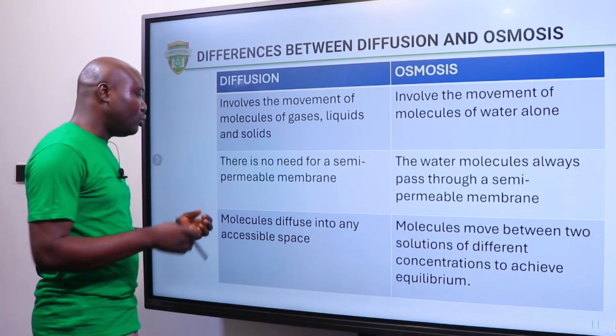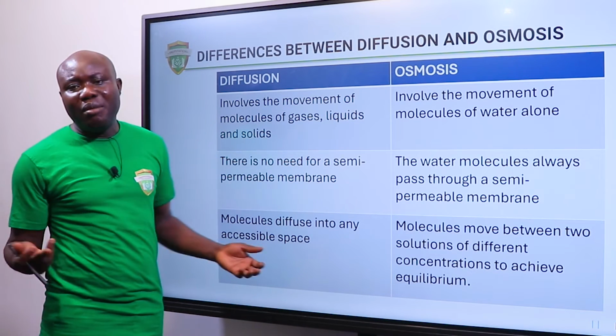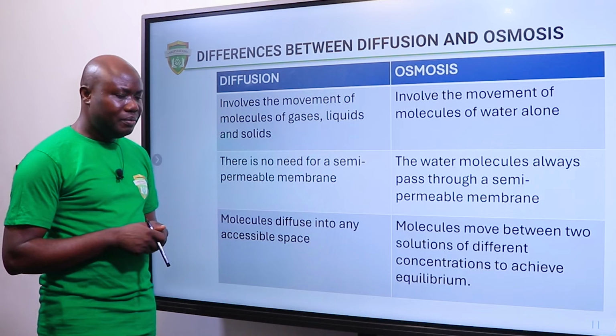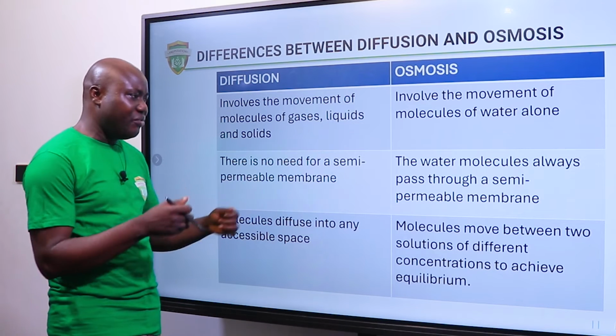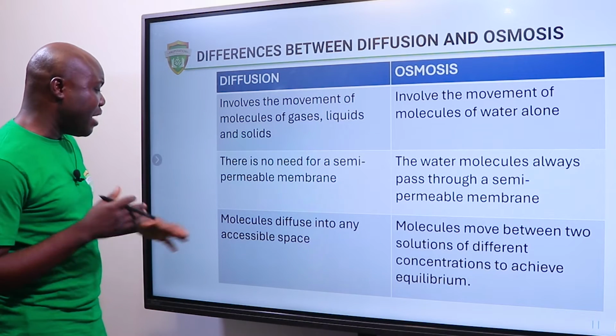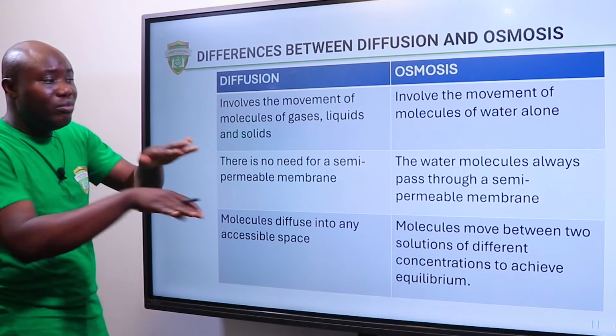Now, diffusion does not need a semi-permeable membrane. It doesn't need a membrane, but osmosis does. Are you there? Osmosis does. There is need for a semi-permeable membrane in osmosis. Then in diffusion, molecules diffuse into any available space.